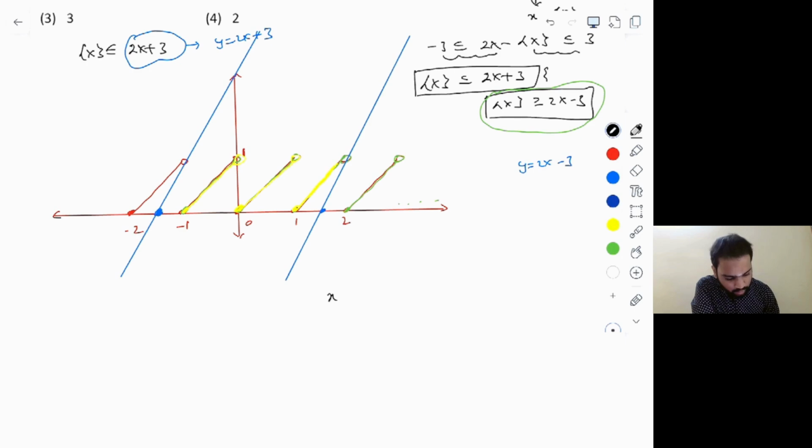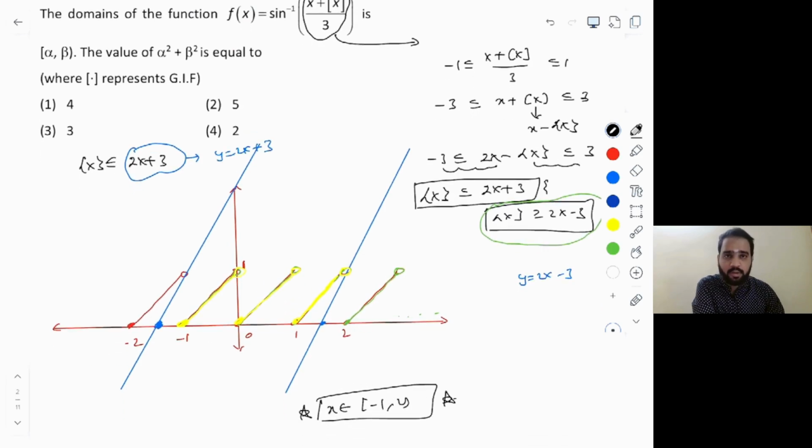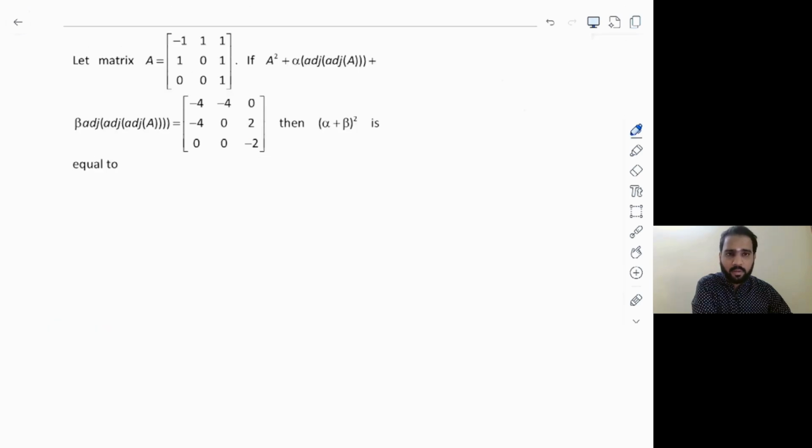That is, x belongs to closed -1, because it was starting from -1, and it is going up to open 2. Look at the graph, it is going up to open 2. So that is the region which we need, -1 to 2. Okay, so this is your interval of x which satisfies the domain here. And finally, we are asked to find out the value of alpha square plus beta square. Okay, so this is the advantage with the graph. Look at the next question.